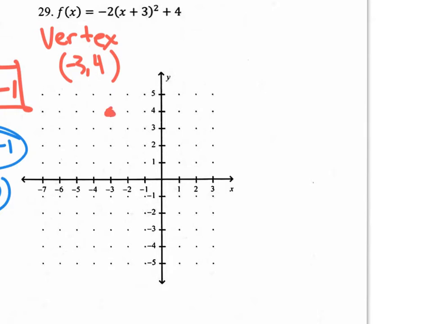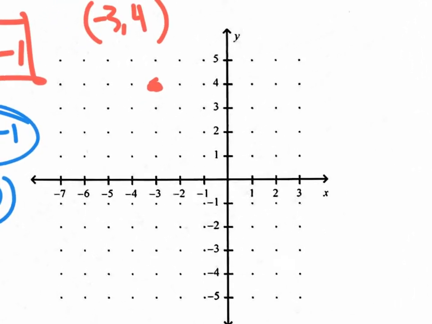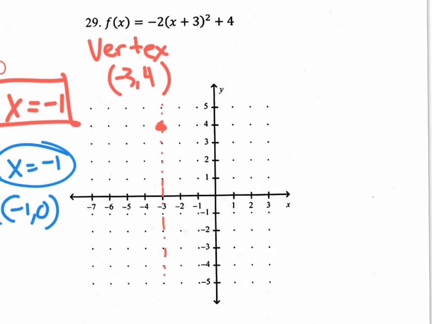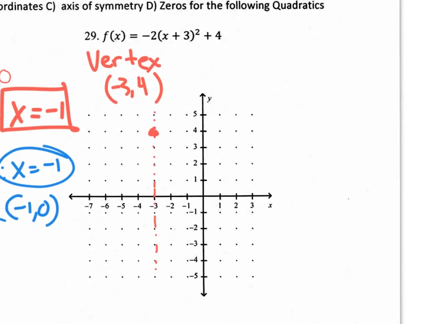Let's also draw an axis of symmetry right through it. Let me zoom in a little to draw the axis of symmetry. Here's the axis of symmetry right through that vertex value. What else do we need to do? We need to find more points. Okay, well, we need to graph this thing in order to find more points.